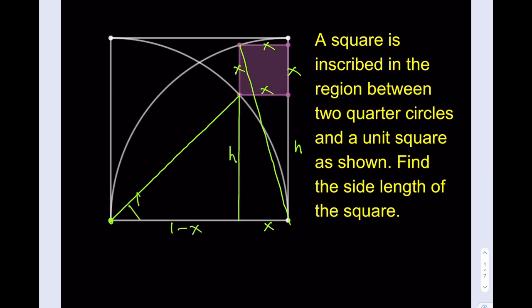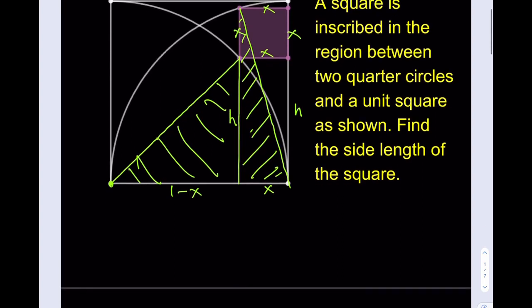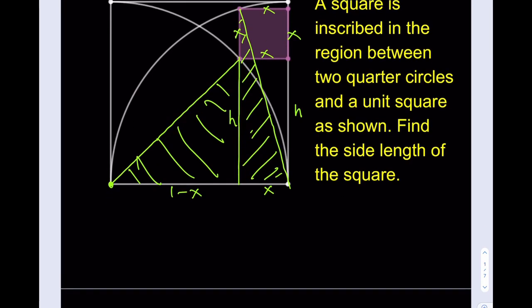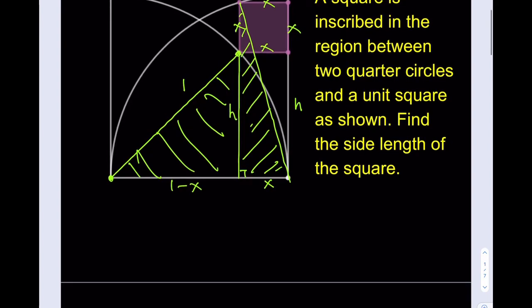So I have one right triangle here and then another right triangle here. Okay? Awesome. All right, so let's go ahead and write down the Pythagorean theorem and let's get to solving this. And as you know, this is going to be the radius, which is 1. And the hypotenuse here is also 1. So both hypotenuses are 1. So the first one, 1 minus x squared plus h squared is equal to 1.